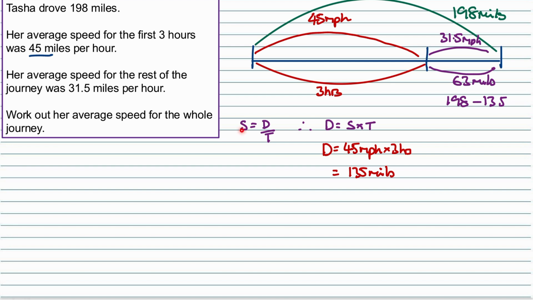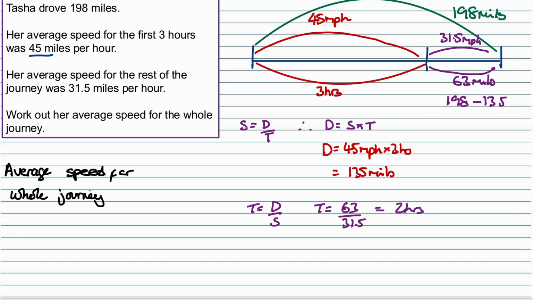And again, if speed is distance divided by time, now the time will be distance divided by speed. So the time will be the distance of 63 divided by the 31.5. And this will give us 2 hours.